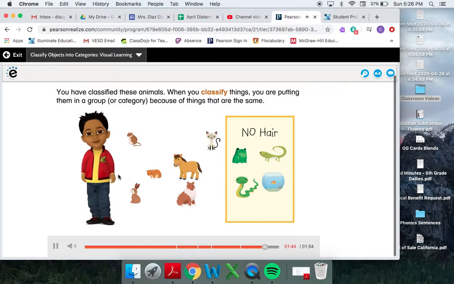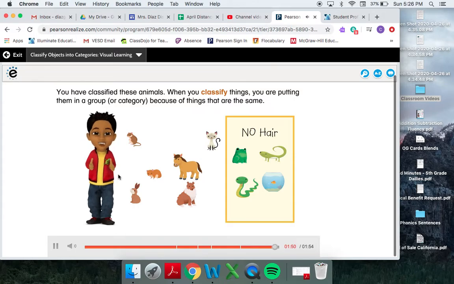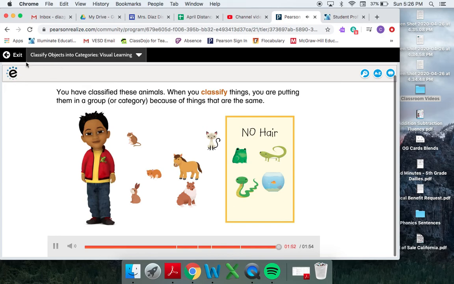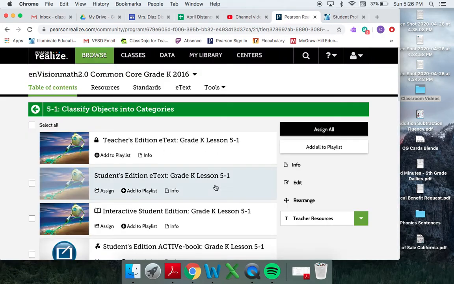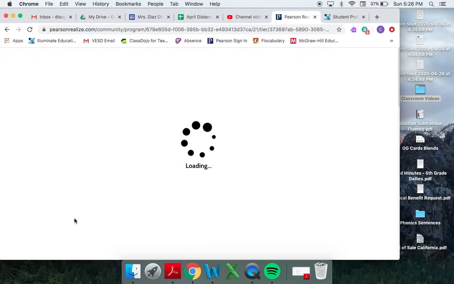You have classified these animals. When you classify things, you are putting them in a group or category because of things that are the same. Nice job classifying. Okay, so that's the video lesson for today. Now what we're going to do is go into the interactive student edition.